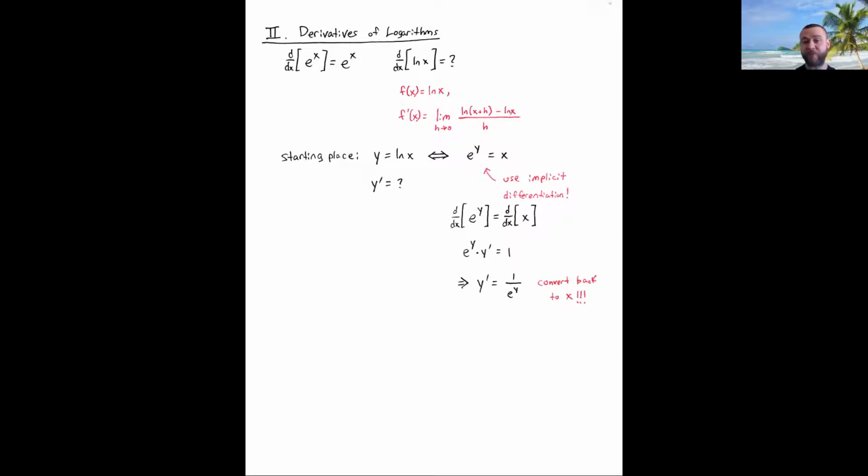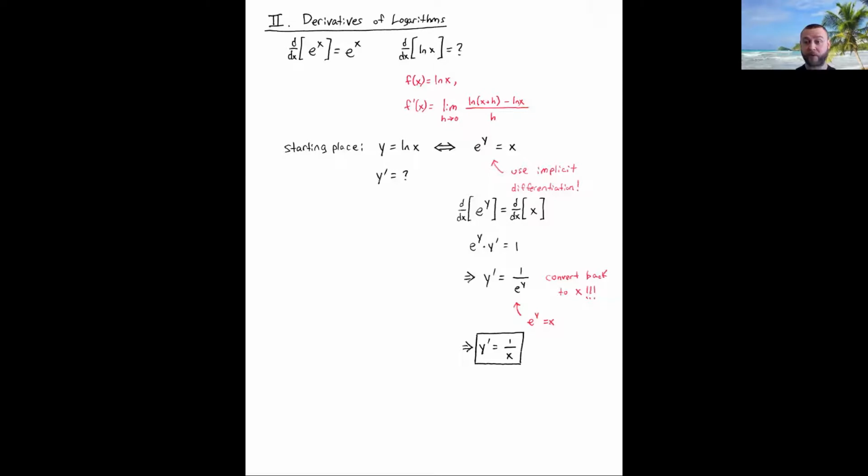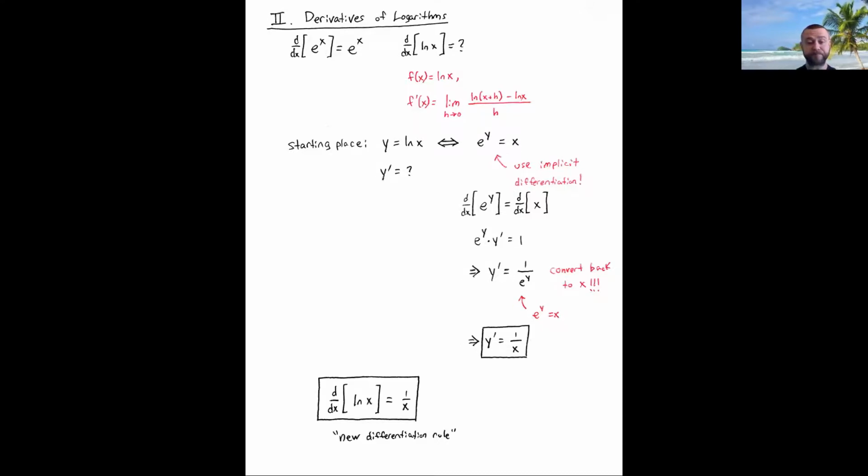So if we convert this answer with y back in terms of x, we can go back to our original equation that we were starting with, e to the y equals x, what we converted to implicit form. And if we just plug in there e to the y as x, we get our derivative as 1 over x. And that is the derivative of natural log of x. So we kind of have our first new differentiation rule from which everything else is going to build, that the derivative with respect to x of natural log of x is 1 over x.